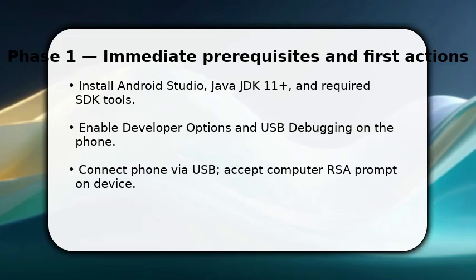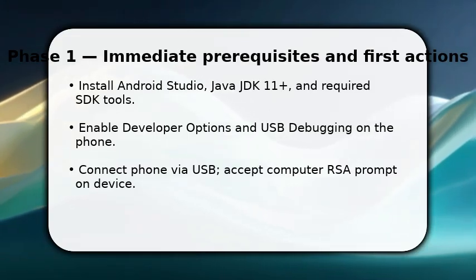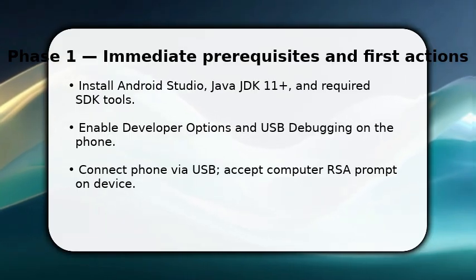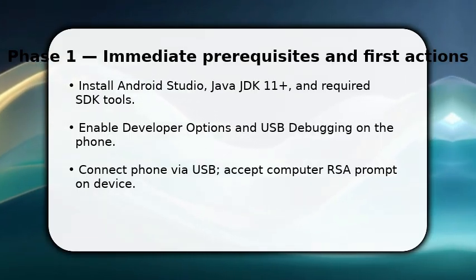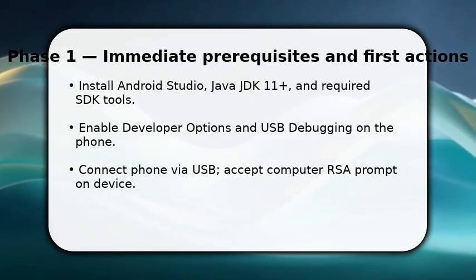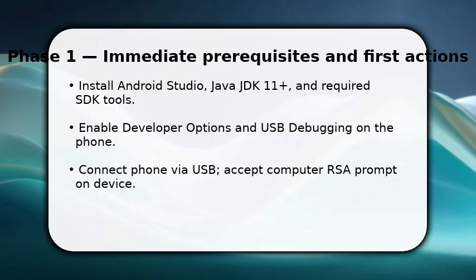Enjoy the video. You start by confirming prerequisites. Android Studio and the JDK are installed, and the phone has developer options enabled. Plug the phone into USB and watch for the RSA prompt. Accept it so Android Studio can see the device.